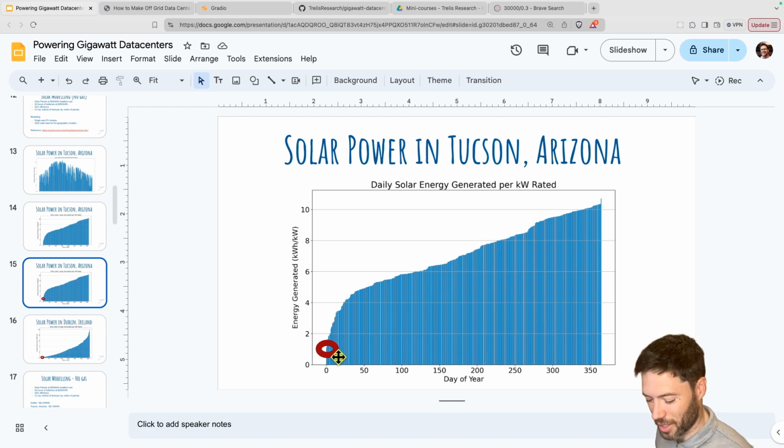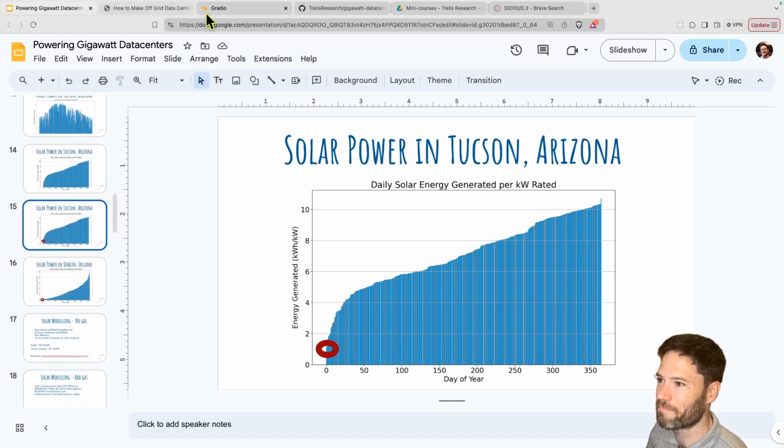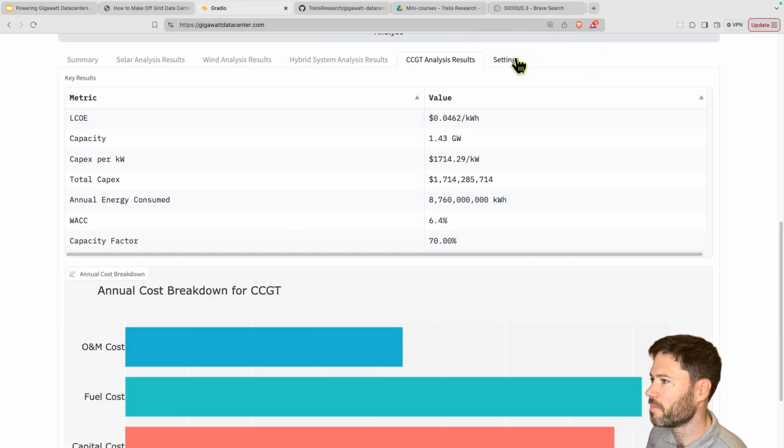This might strike you as quite a strict design criterion. It is, and we're going to improve on this. But as a baseline, we're going to design the plant based on the worst day of the year here and see how much that costs. So let's head over to the modeling.